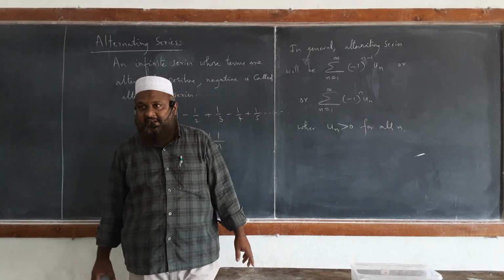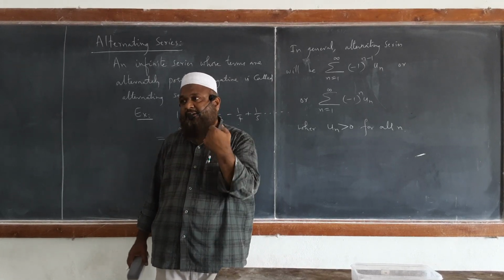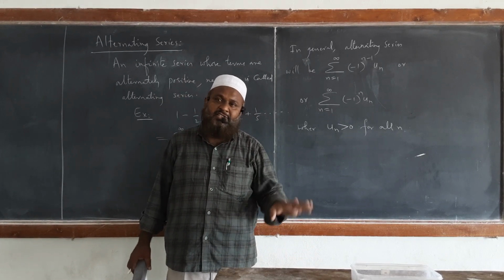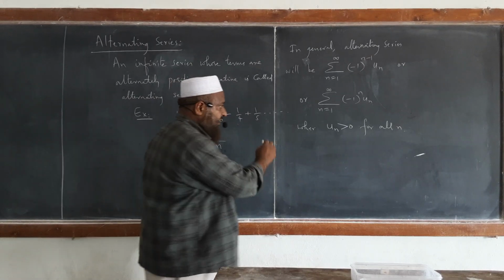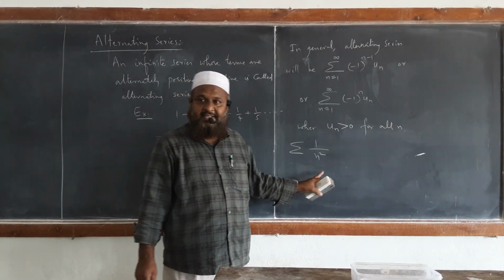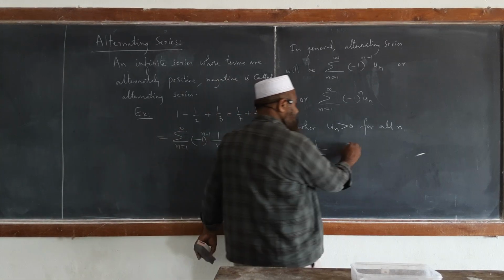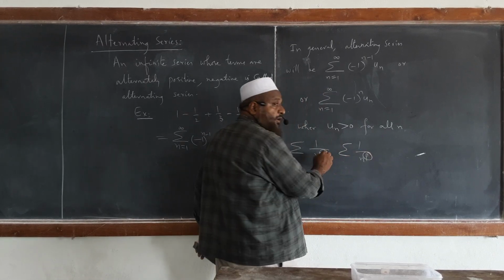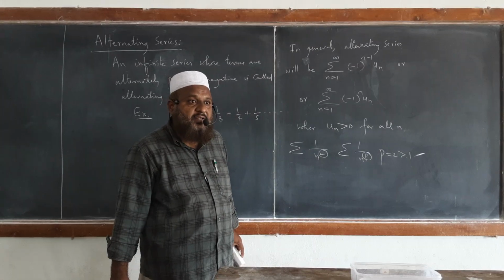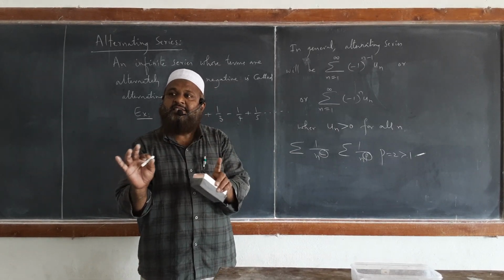The second important point to be noted is that if we multiply the infinite series by a constant, that constant not equal to 0, let it be a negative constant or a positive constant, then the nature does not change. Why am I saying the nature does not change? Take a simple example, sigma 1 by n square. It is a p series. What is the p value? 2. It is of the form sigma 1 by n power p, and p equal to 2 is greater than 1. Therefore it is convergent.